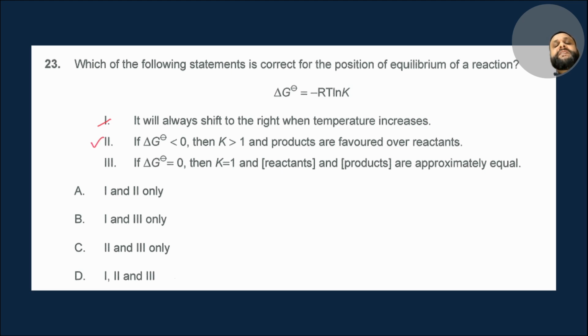Number 3, if delta G is 0, then K is equal to 1 and the reactant and product are approximately equal. So this statement is right. When K is equal to 1, so reactant and product, they are approximately equal, and the value of delta G will be 0. So let's look for the options. We're looking for 2 and 3. C is the correct answer.